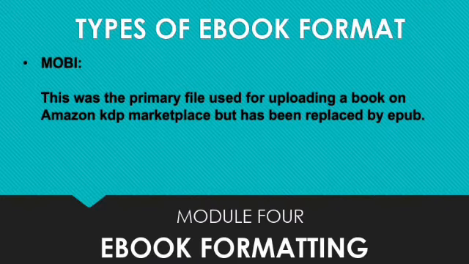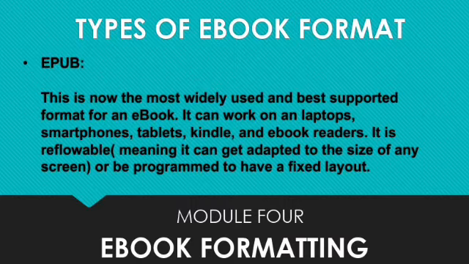So let's take the first one, Mobi. This was the primary file used for uploading a book on the Amazon KDP marketplace. But this has been replaced by EPUB, so it's no longer in use. EPUB has taken over. EPUB is the second ebook format type, and this one is the most widely used and well supported format for any ebook. In fact, it is the best when it comes to ebook format.